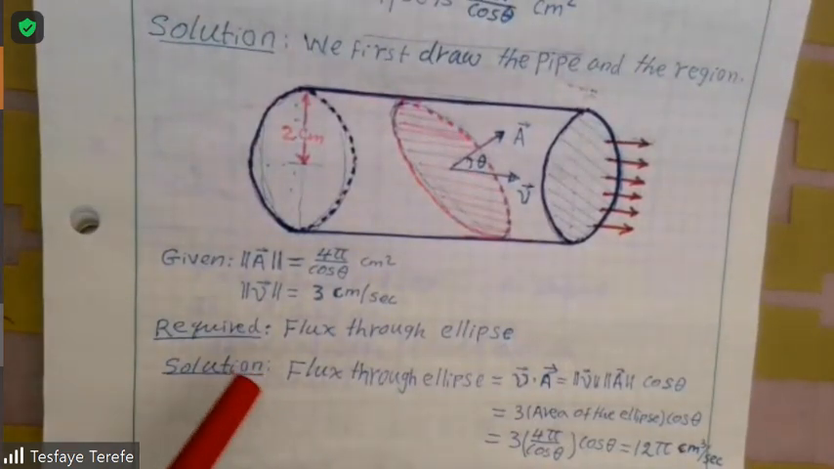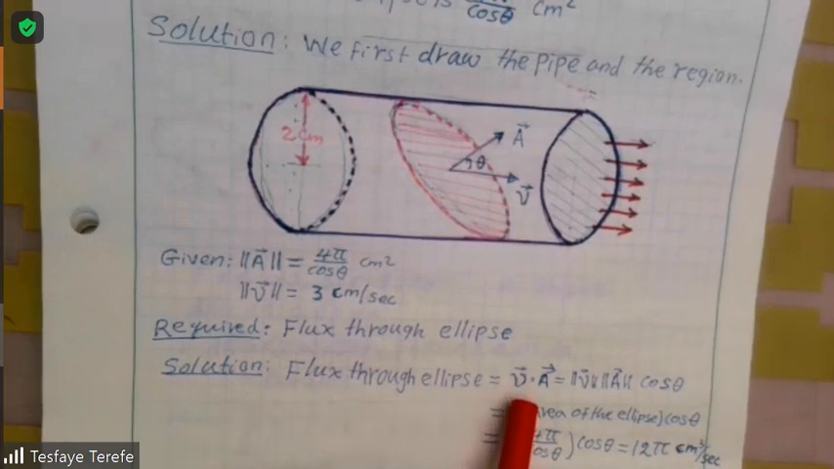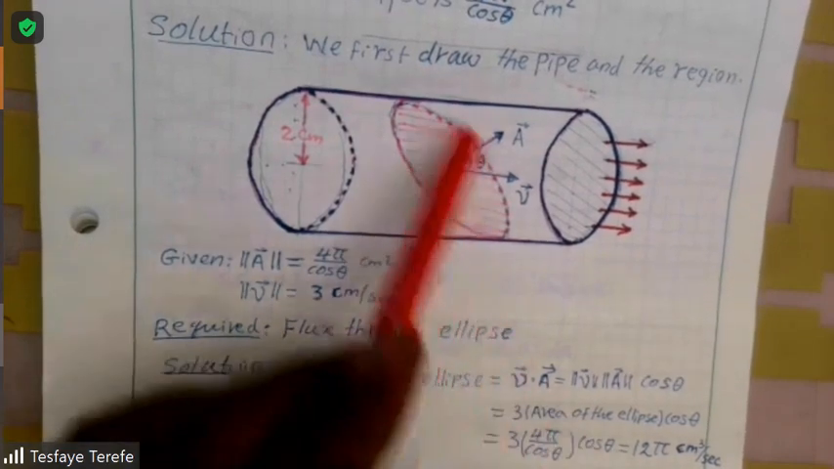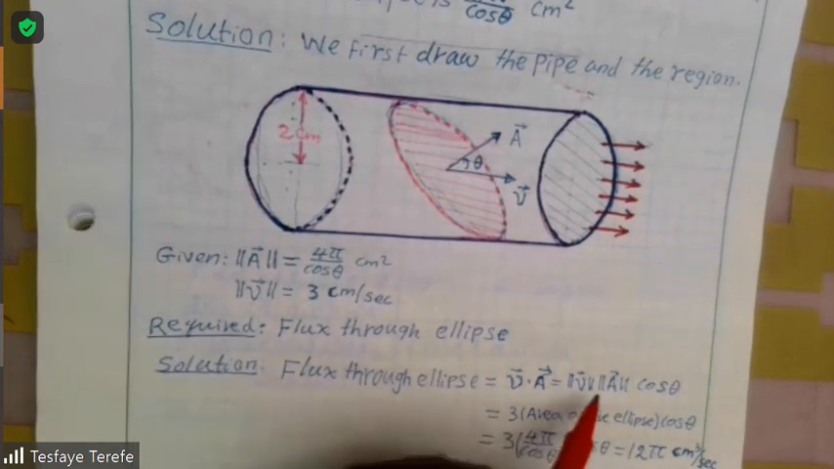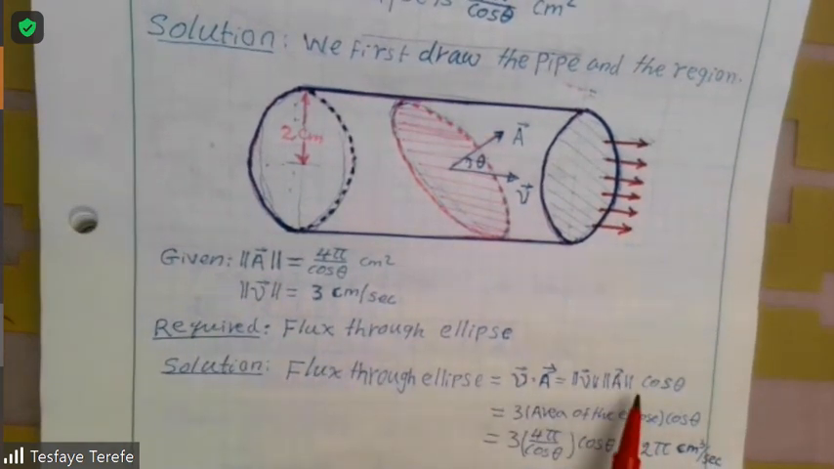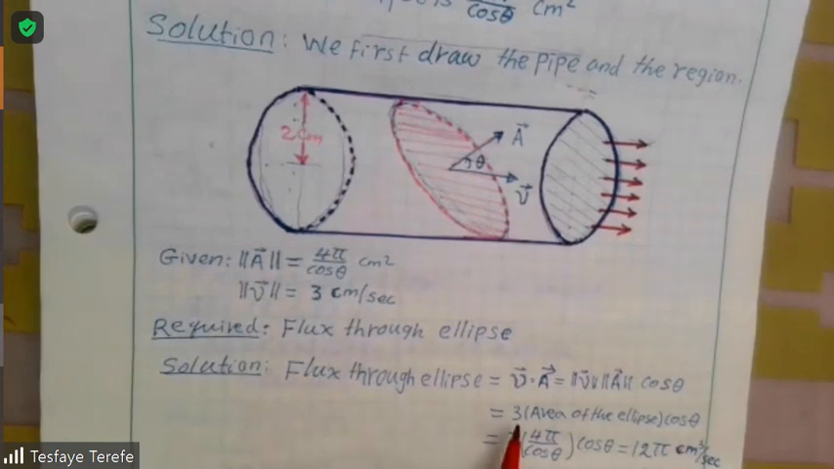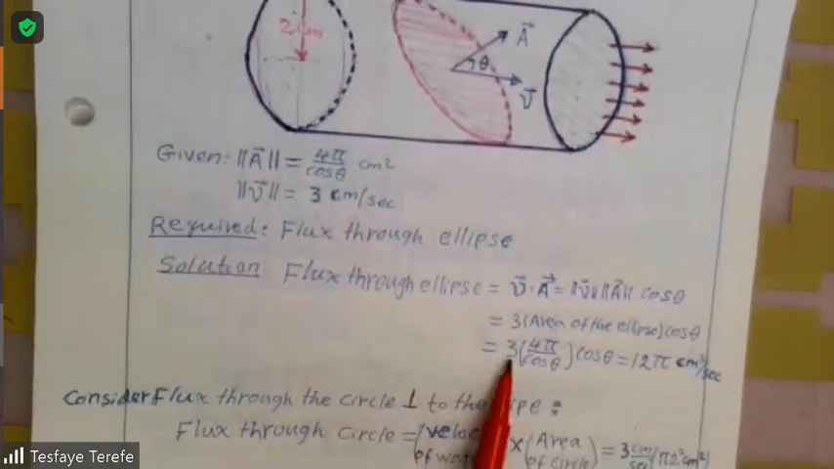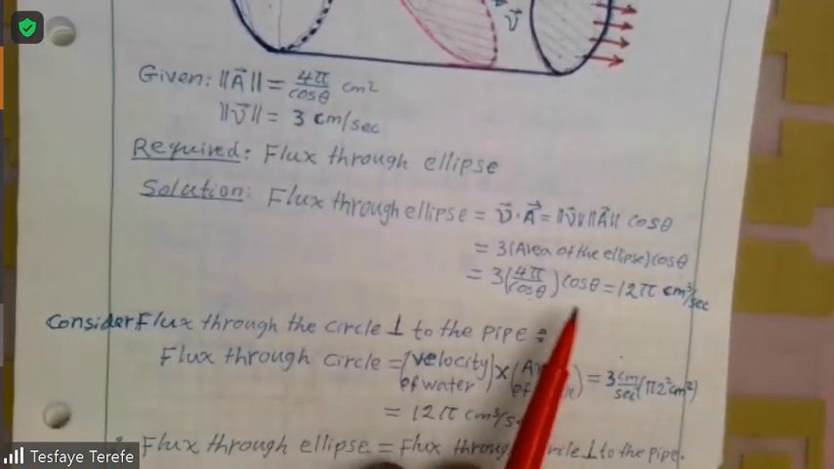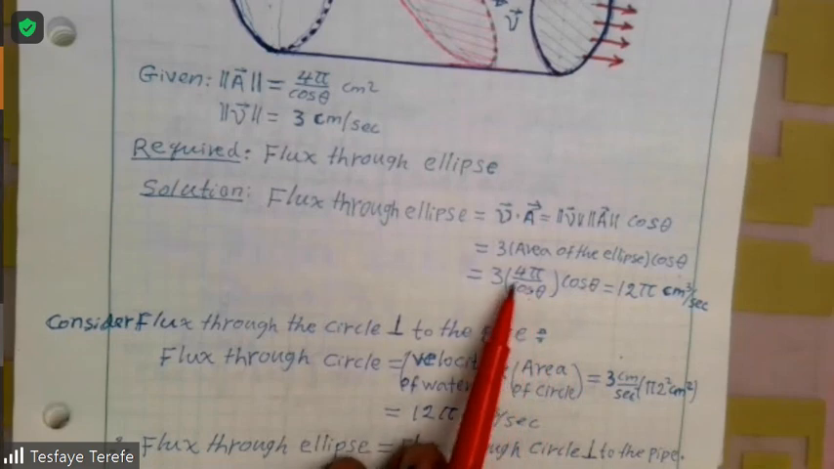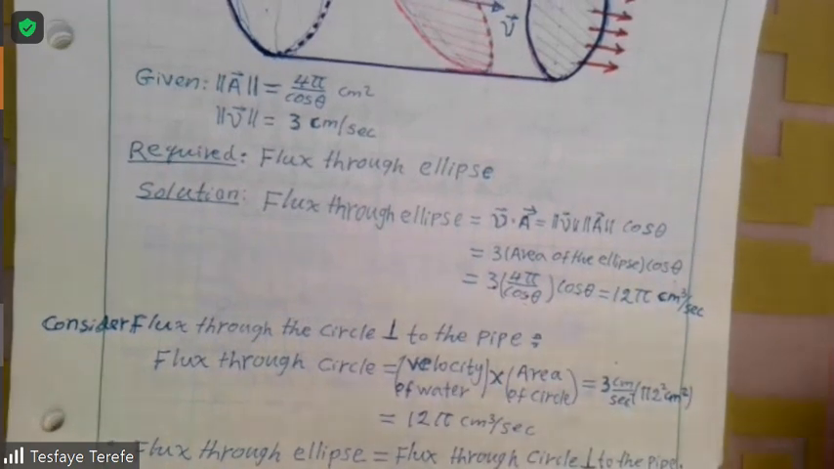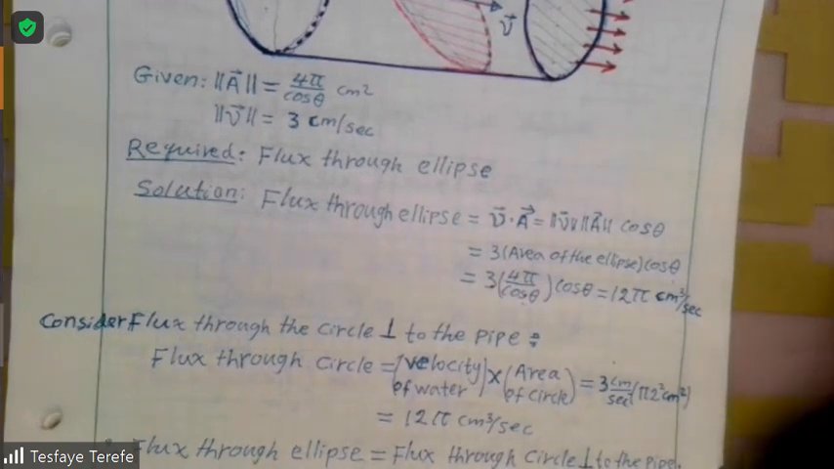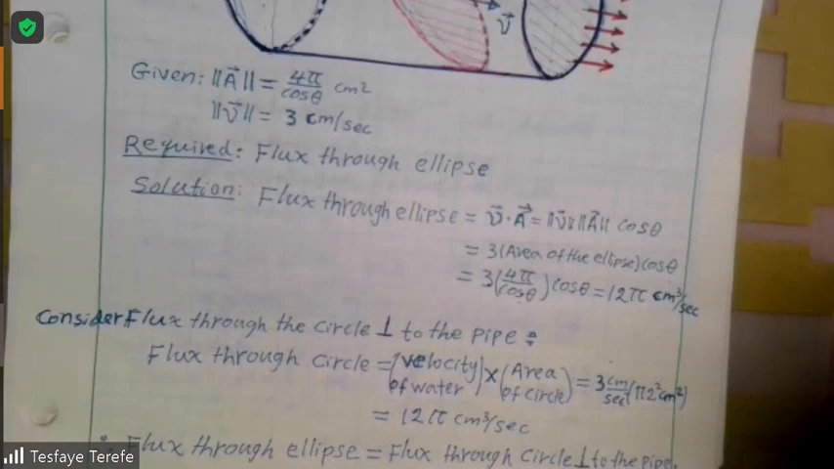So what do you do? Well, the flux through the ellipse equals the dot product of the two vectors, the velocity vector and the area vector. That changes into the formula of the magnitude of the velocity and the magnitude of the area multiplied by cosine of theta. So 3, that is the velocity, times the area of the ellipse, 4 pi divided by cosine of theta, times cosine of theta. Cosine by cosine will cancel, and this is going to be 3 times 4 pi, which is 12 pi centimeter cubed per second. And that's it.